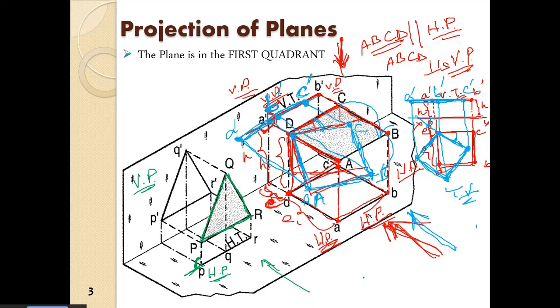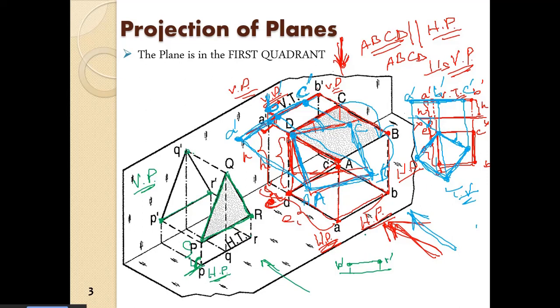If I draw the front view, I will directly see P at a point at whatever height is given. So this will be P dash. R will be at the same height, so this is R dash. So this is P dash and this is R dash, and this projection is drawn. Then we will have Q here.